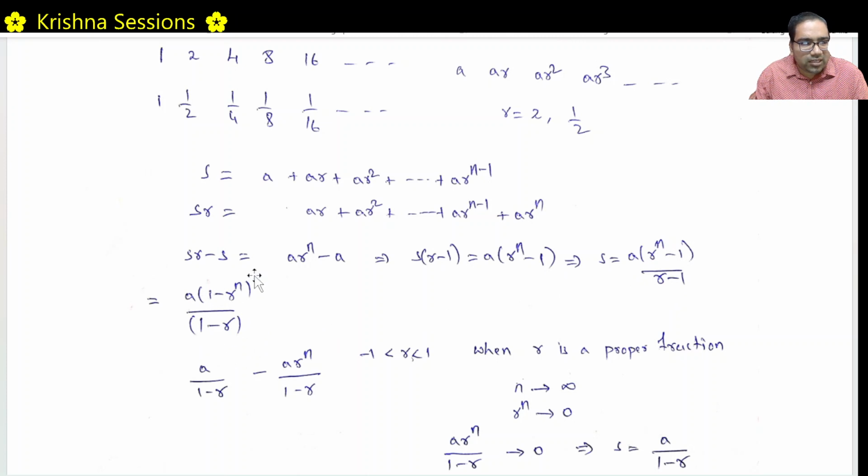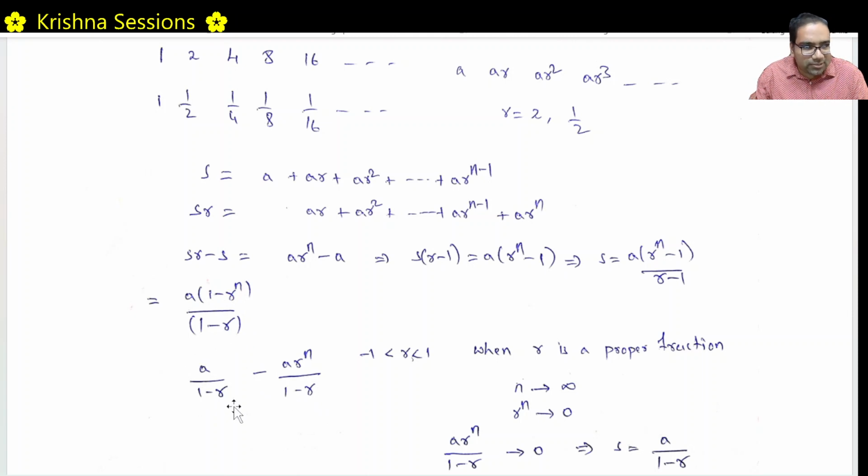We'll get this one. And generally, we use this notation because it is helpful in places where there is an infinite series, or in other places also. When the ratio is small, we prefer this kind of notation. Now let's expand this notation. a into 1 minus r power n by 1 minus r is equal to a by 1 minus r minus a into r power n by 1 minus r.